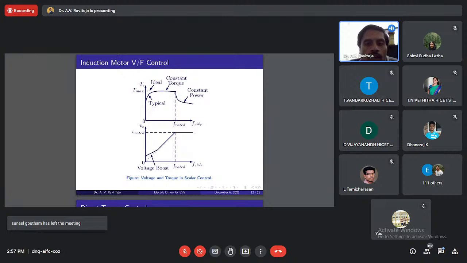Okay, and then I cannot maintain voltage constant. Voltage keeping at rated, frequency only I can increase beyond rated. So there you get the constant power mode. Okay. And then voltage, how I am changing, some voltage boost at the starting to compensate for the series resistance, and then V by F constant until rated.